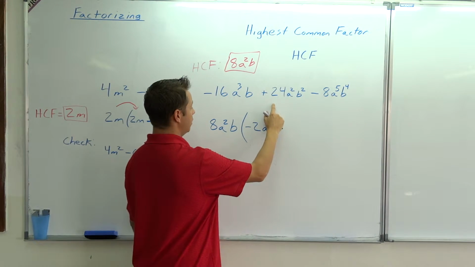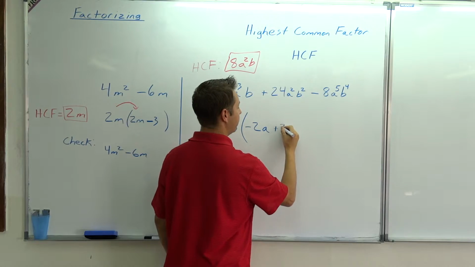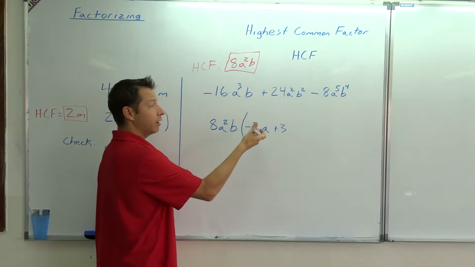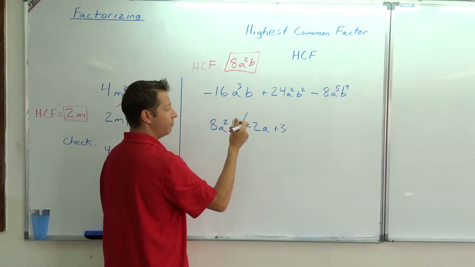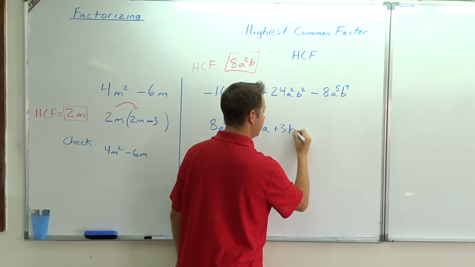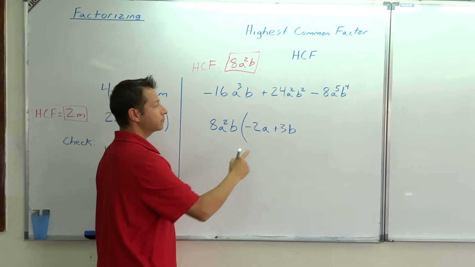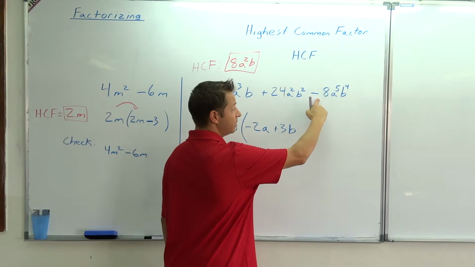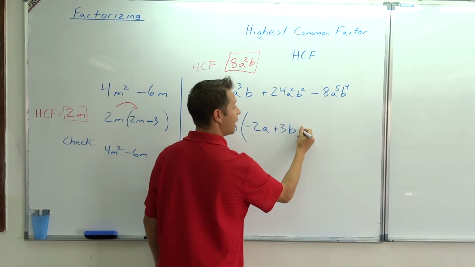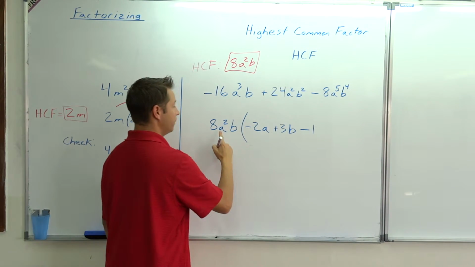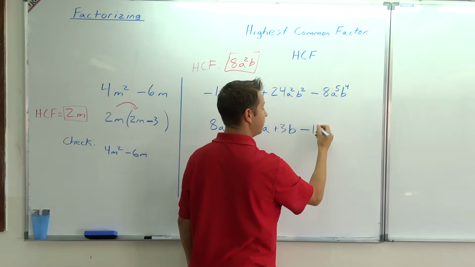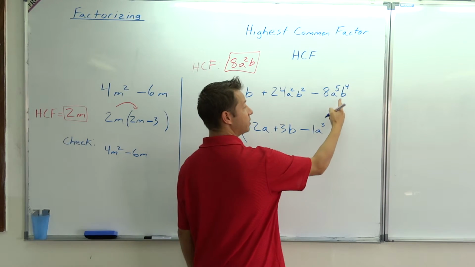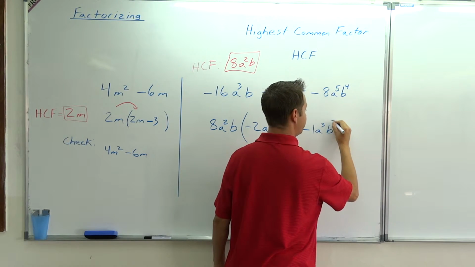Going to the next one, 8 times positive 3 should give me 24. A squared times, I've already got it, the a squared will end up there. And b times, I need b here to get b squared. My last one here, don't forget, 8 times something has got to give me negative 8, so my answer here should be negative 1. A squared times something is going to give me a to the fifth, which is a cubed. And b times something's got to give me b to the fourth, which is b cubed.